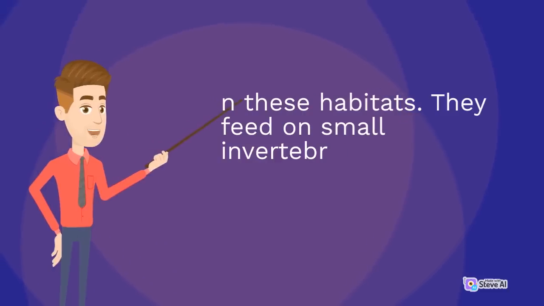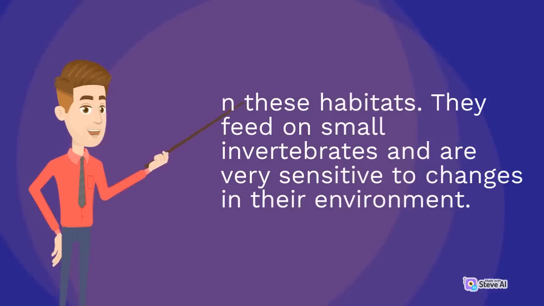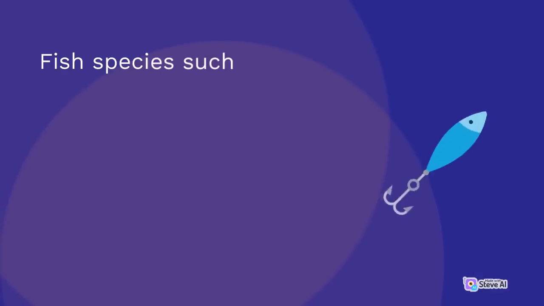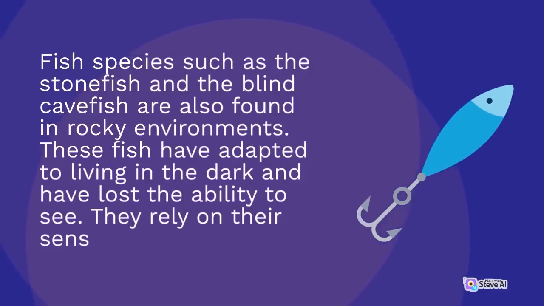They feed on small invertebrates and are very sensitive to changes in their environment. Fish species such as the stonefish and the blind cavefish are also found in rocky environments. These fish have adapted to living in the dark and have lost the ability to see.